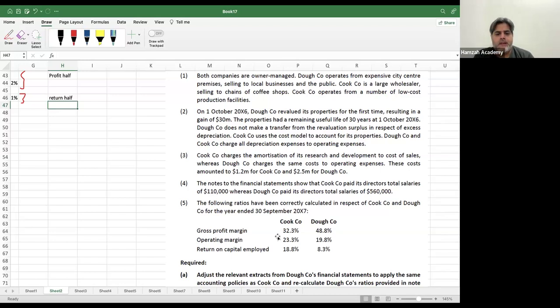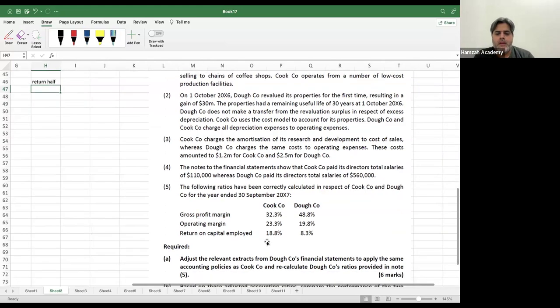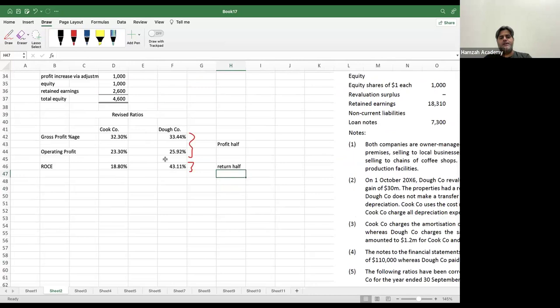And then if we talk about the ROS, in actual the Cook Company has a ROS of 18.8%, whereas the Dough Company just had a ROS of 8.3%, more than 10% lower than the Cook Company, right? But this situation is completely reversed when the revaluation surplus is removed from the Dough's figures, right? So when we readjust it, now the Dough Company is giving a loss of 43.11%.